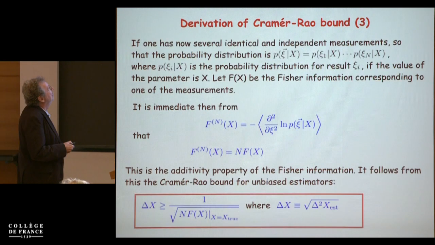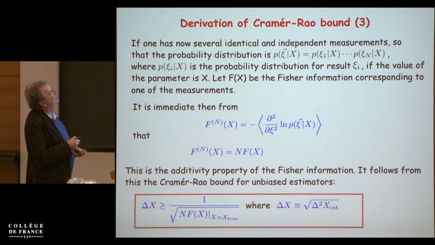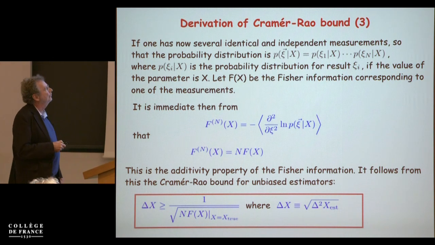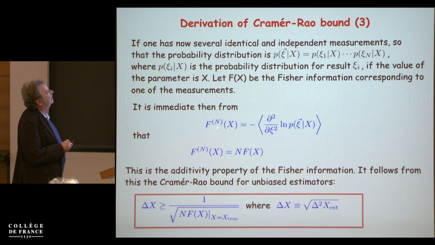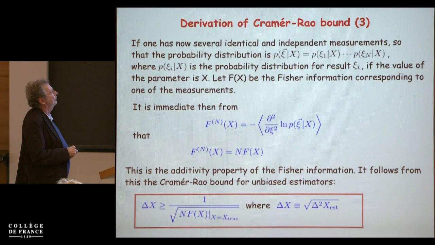Now, suppose now we have several identical and independent measurements, so that we now have a probability distribution of experimental results, which is the product of these independent distributions corresponding to n measurements. And let's call f of x the Fisher information corresponding to one of the measurements. Now, you see the Fisher information corresponding to all these measurements, I call it f_n of x, and it should be equal, according to the previous slide, to the average of this expression here, the second derivative of the logarithm of this whole distribution here. So I'm just using this expression here, okay, for the Fisher information. And I use it for this p, which is the product of all of them.